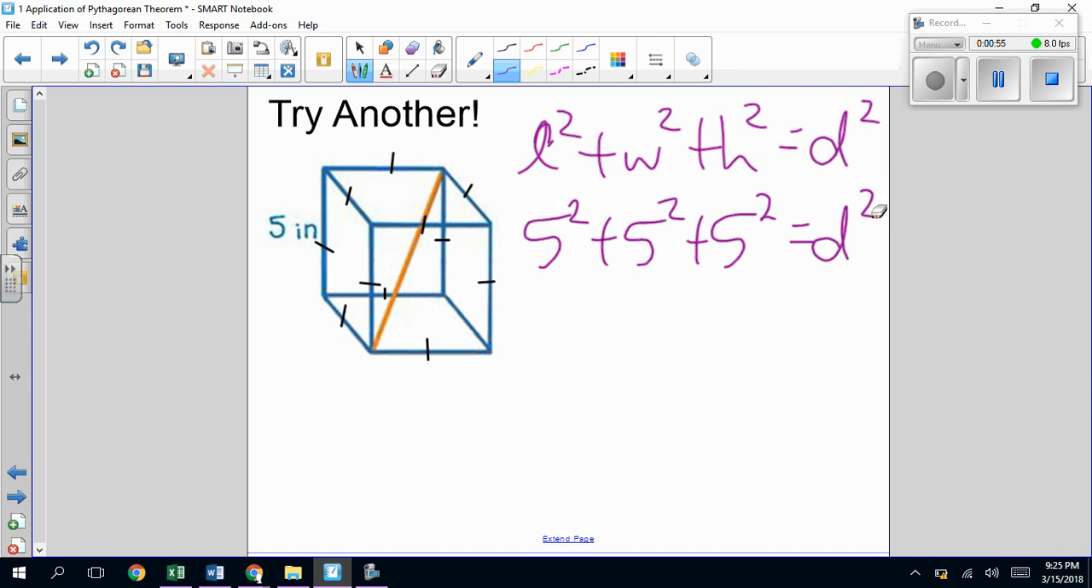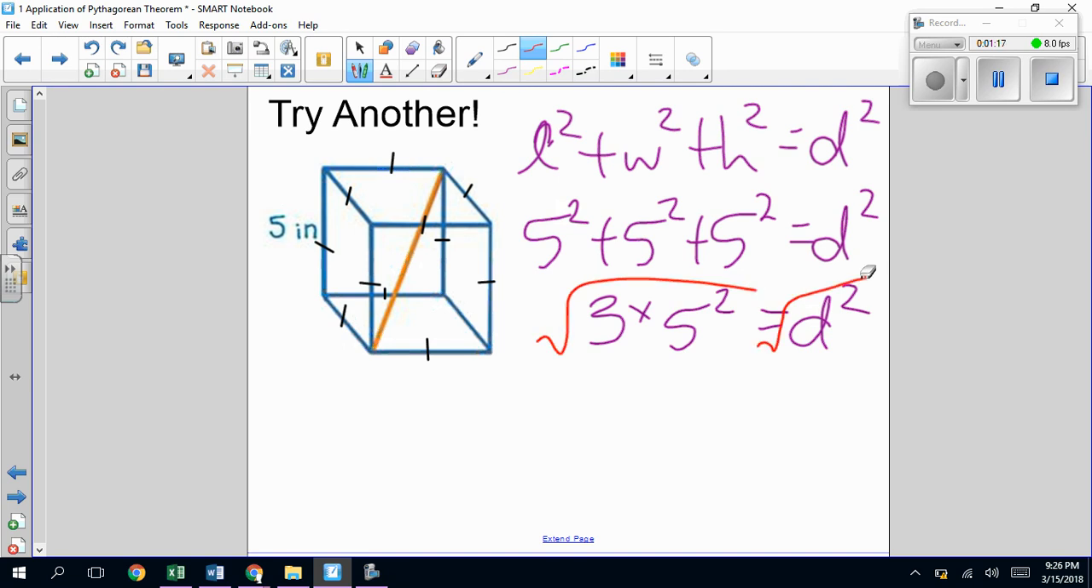So instead of doing the exponents and adding them, I'm going to treat this almost like a variable. I have 3 5 squared. I have 3 times 5 squared is equal to the diagonal squared. And then I'm going to take the square root of both sides. Okay, if I take the square root of both sides, the square root of something squared is just giving us the diagonal. 3 is not a perfect square, so it'll stay under the radical. The square root of 5 squared, that's the square root of 25, which is 5 root 3.